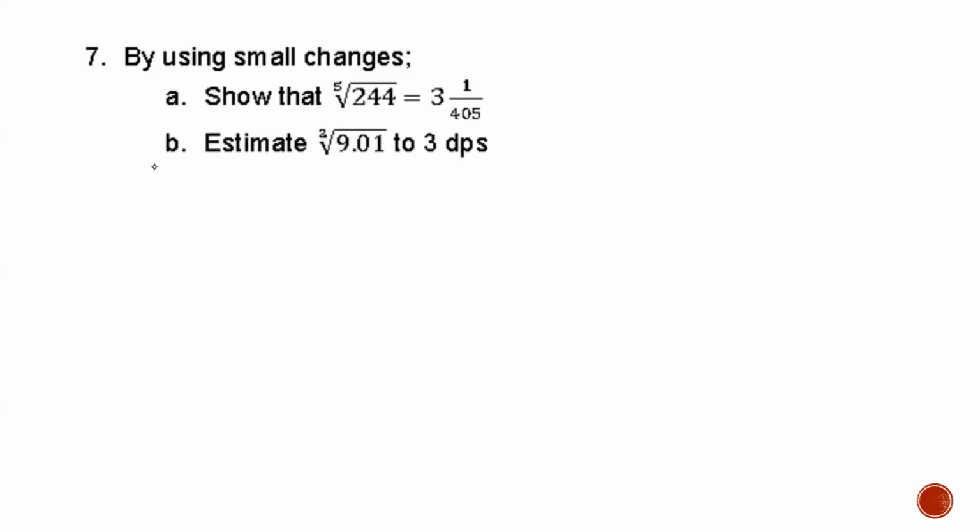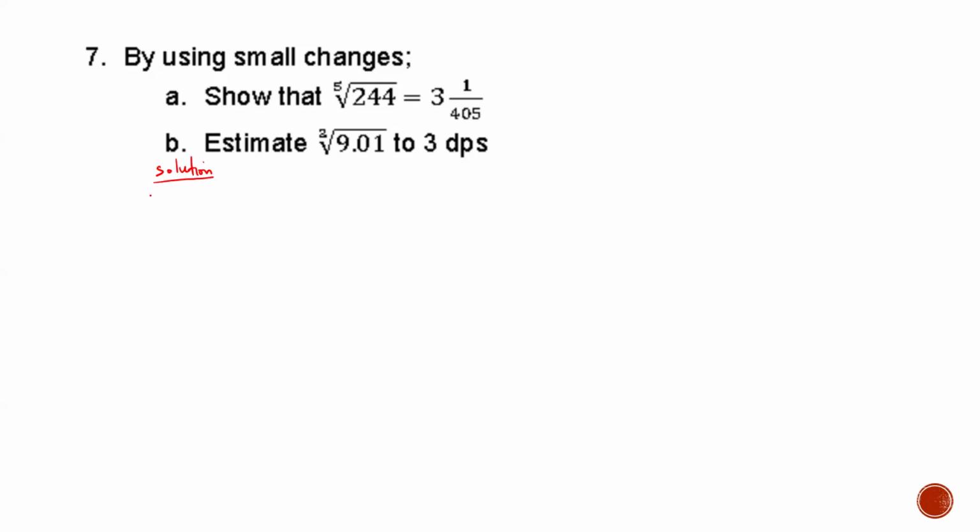Hello everyone. I'll be taking you through question 7. It says, by using small changes, show that the fifth root of 244 is 3 times 1 over 405. And then also we're going to estimate the square root of 9.01. So, small changes.